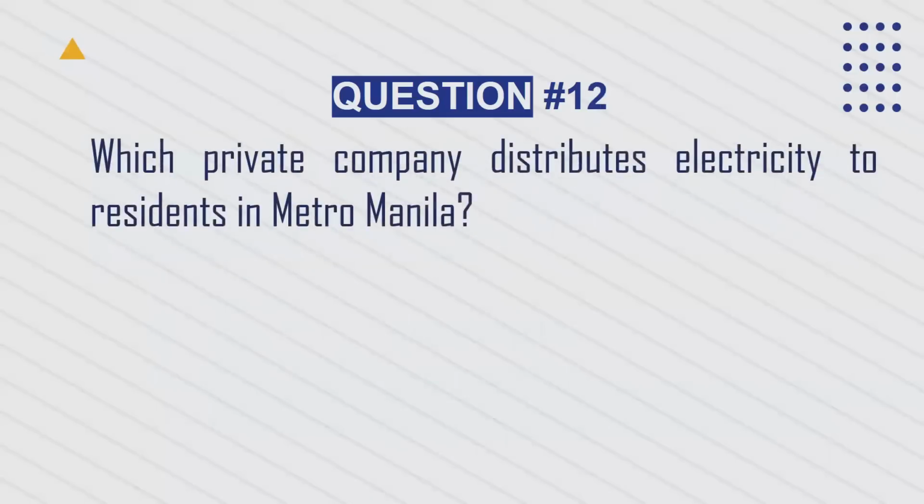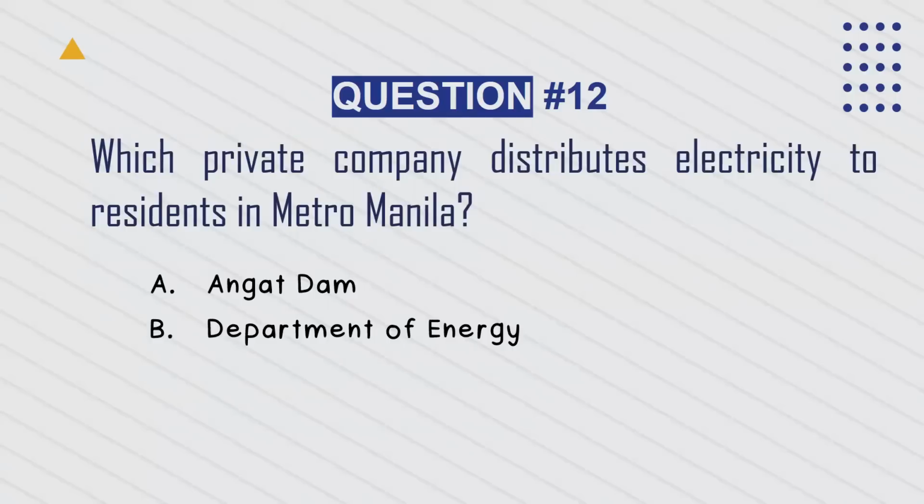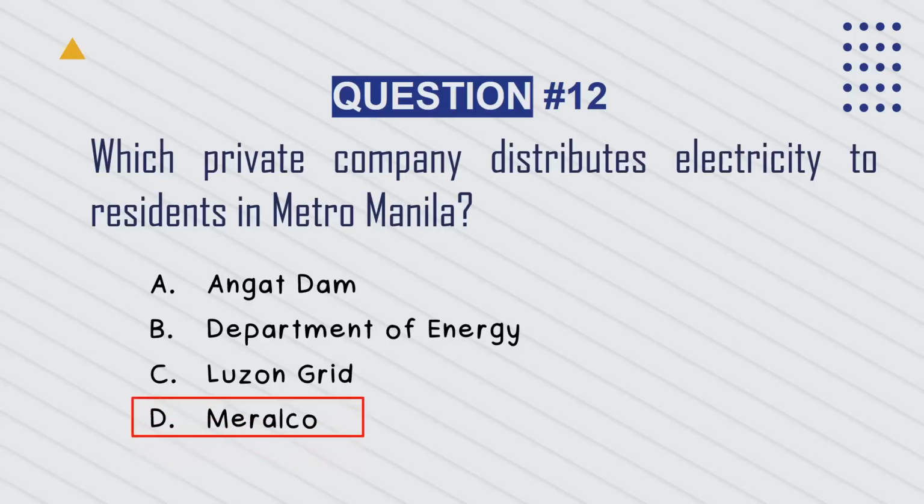Which private company distributes electricity to the residents in Metro Manila? A. Angat Dam. B. Department of Energy. C. Luzon Grid. D. Meralco. The correct answer is, of course, letter D. Meralco.